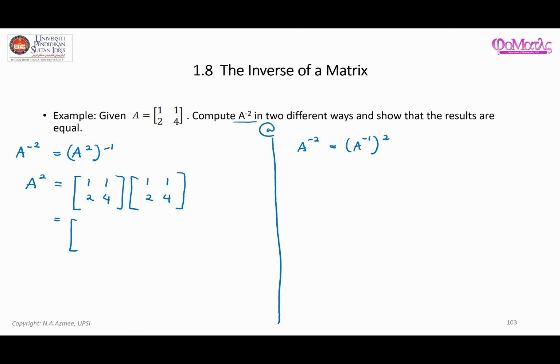Well, 1 times 1 plus 2 is 3. And then 1 plus 4 is 5. 2 plus 8 is 10. 2 plus 16 is 18. So this is focusing on this process first in the bracket. Now once you get the result, you can find the inverse of that matrix following this formula.